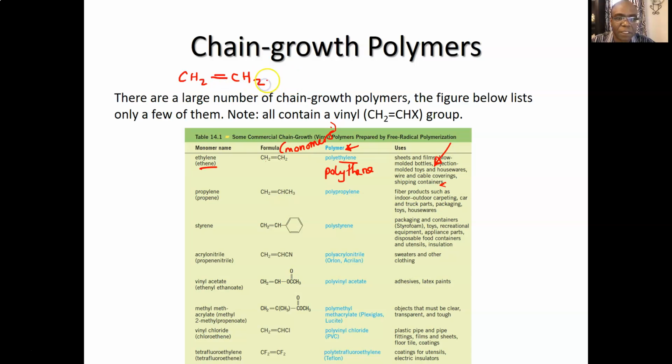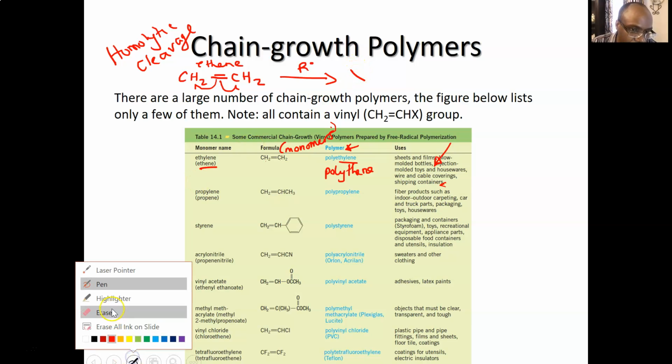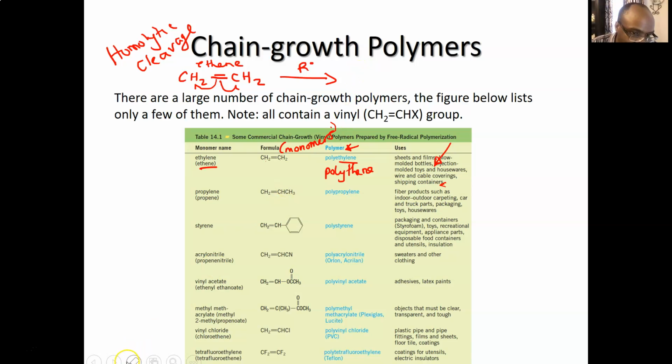I know the mechanism is coming. So if you're starting with an alkene, and you see most of these have alkenes, that's another characteristic of chain growth. So usually you want a radical initiator, which will help this pi bond to break apart by what we call homolytic cleavage. You are breaking the bond, moving electrons aside. So you will end up with, let me show you what you end up with.